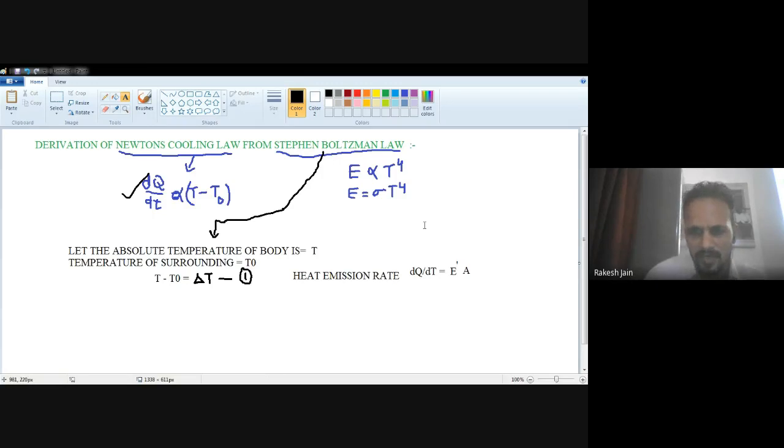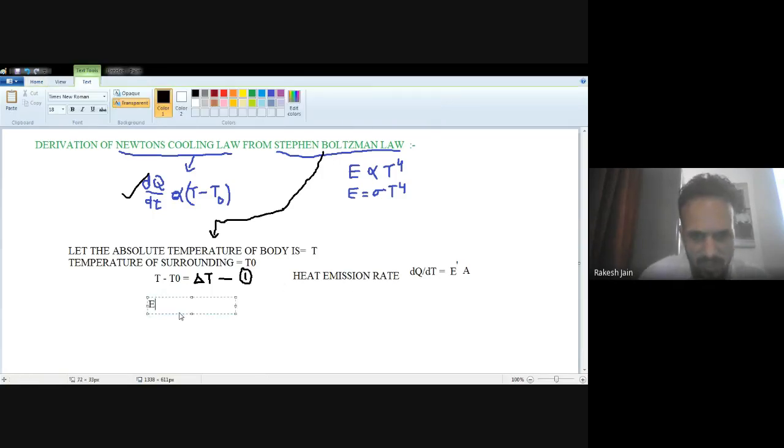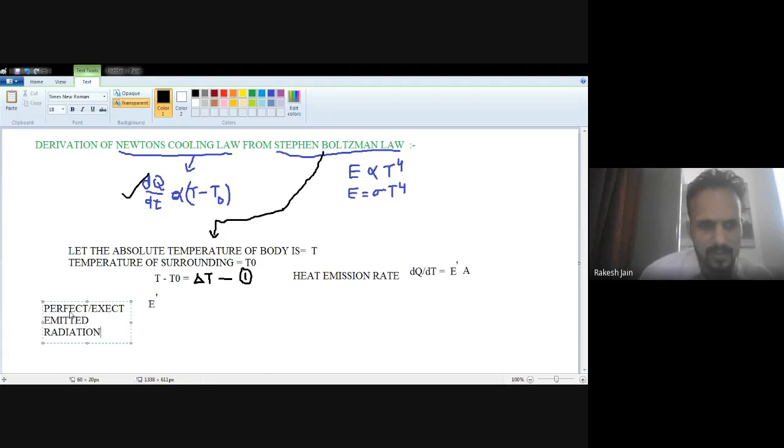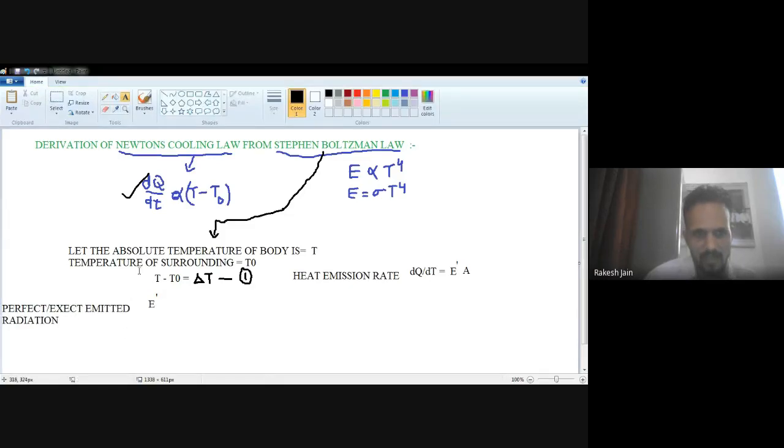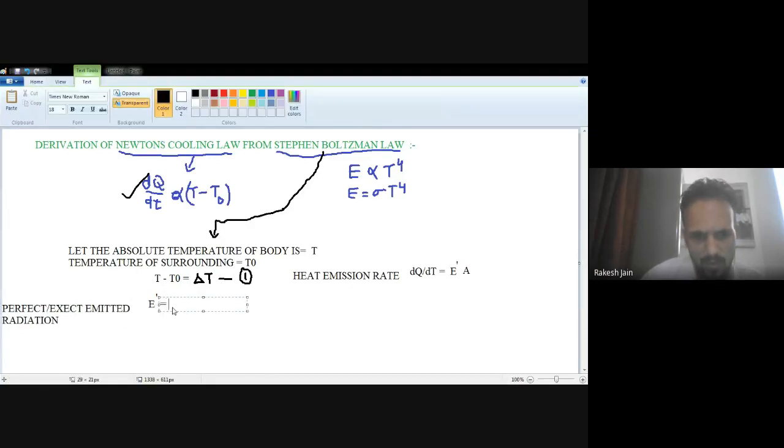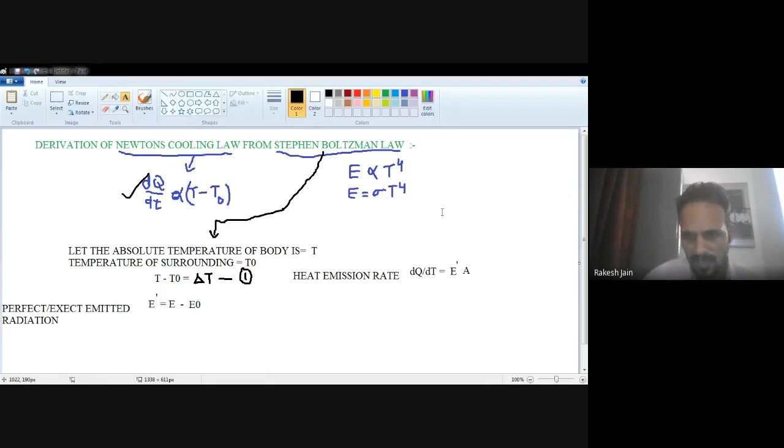We know that E dash is the emitted radiation, the perfect or exact emitted radiation. So E dash is actually equal to E minus E0, where I will write down the meaning of E here.